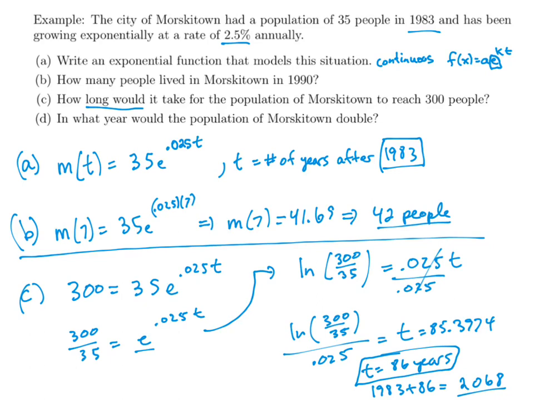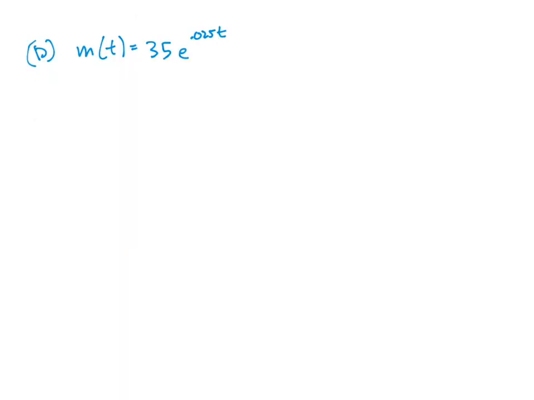And then the last one is asking, how long is this going to take to double? So let's think of our original function. And this 35 is the initial value. So in 1983, there were 35 people. So we want to know, when will this double? Well, it's going to double when there's 70 people in Morski Town. Okay, if we divide both sides by 35, we get 2 is equal to e^(0.025t).